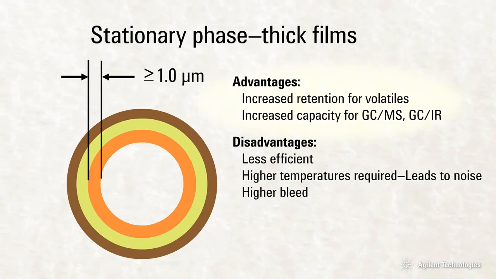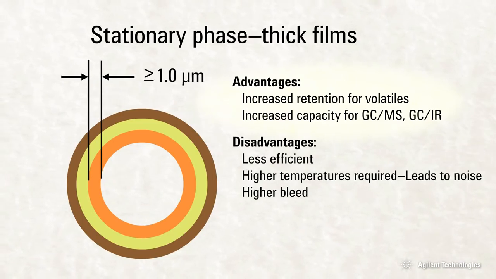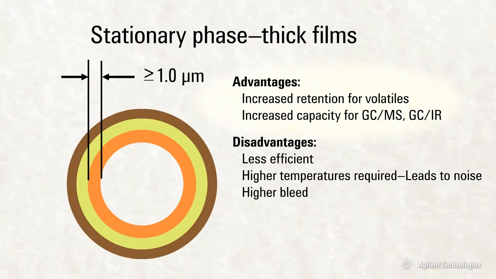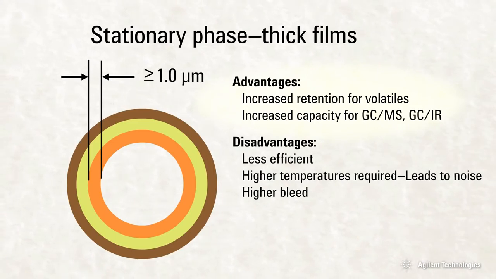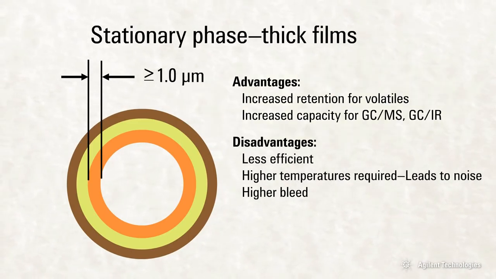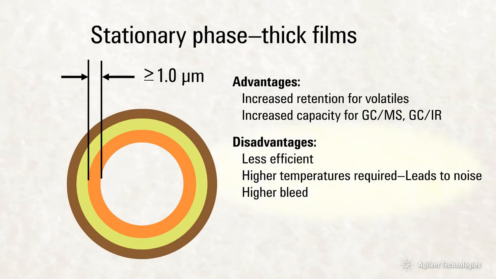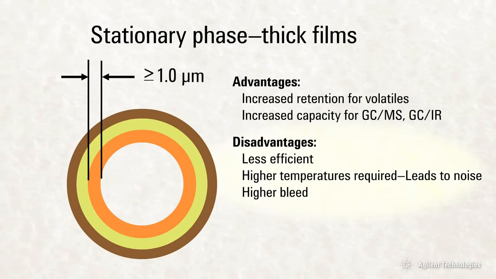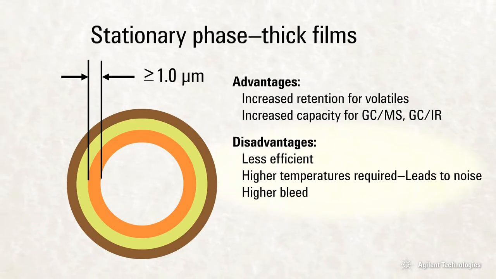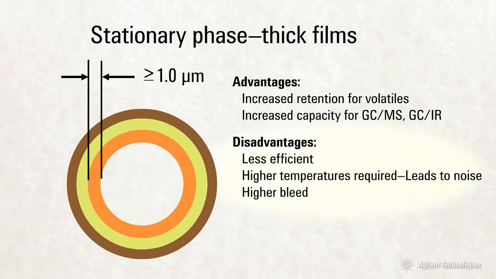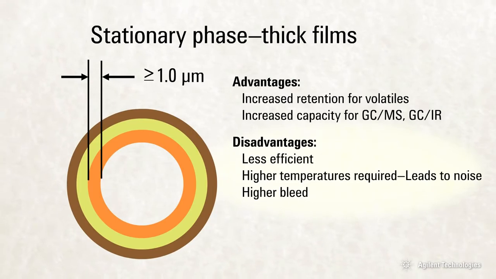Thick films can also aid in increasing the sample capacity of the column. If you need to inject a more concentrated sample, you may consider a thicker film. Thicker films are otherwise undesirable because they lead to lower column efficiencies and tend to bleed more. Column bleed usually results in a rising detector baseline during the oven temperature program and can introduce background noise and interference into the detector, decreasing signal to noise.